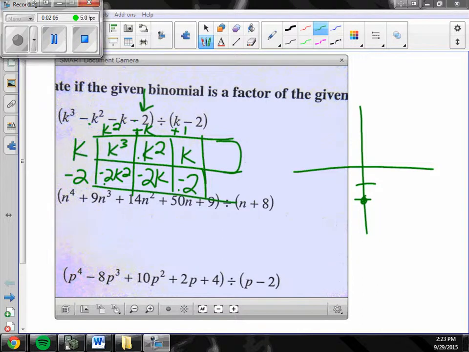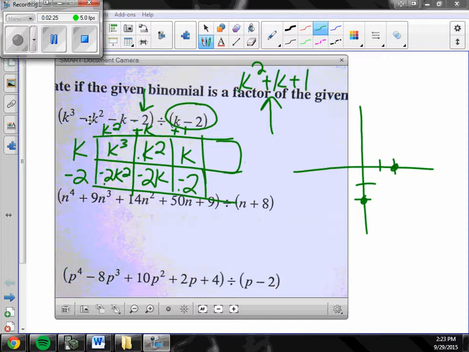Well, if k minus 2 is a factor, then 2 must be a root. Do we know negative 2 at the moment? No, we're left with k squared plus k plus 1. So the other two roots are hidden inside there somewhere. Can you think of two numbers that multiply to be 1 and add to be 1? No. So it's either imaginary or it's irrational.